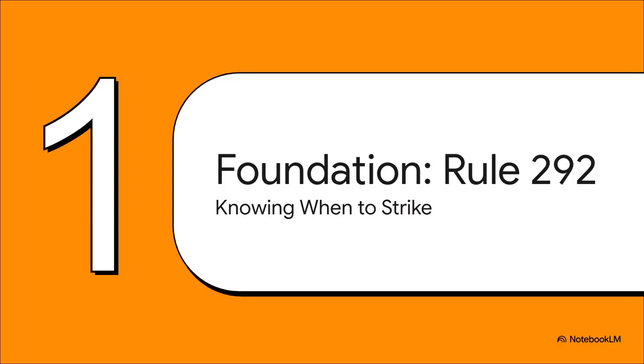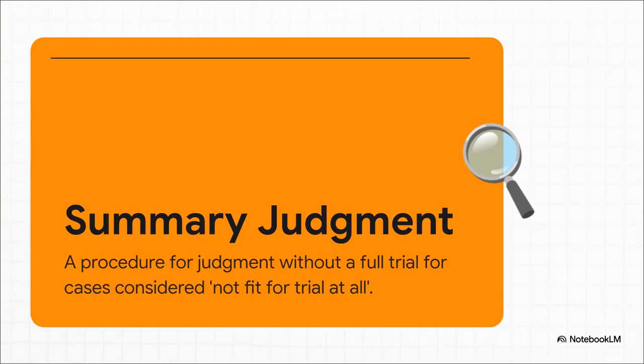First up, the foundation. To know when to strike, you have to know the rule that gives you the power to do it in the first place. And for summary judgment for the plaintiff, your starting block, the one you need to remember, is Rule 292. So what are we really talking about here? Well, at its heart, summary judgment is all about efficiency. It is an incredibly powerful tool for ending a case early when, let's be honest, the outcome is pretty clear. It saves everyone the time, the expense, and the stress of a full-blown trial. It's really for those cases that are, frankly, just not fit to proceed.